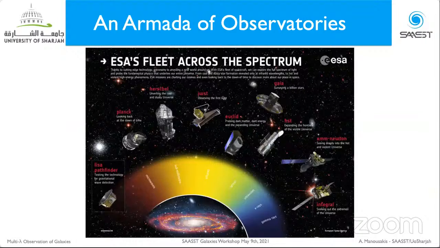In addition to that, we have an armada of space-based observatories that are currently being designed or already sent in order to study what is going on above the Earth's atmosphere, for the reasons that we mentioned before. And here I will actually promote the European Space Agency's fleet across the electromagnetic spectrum.